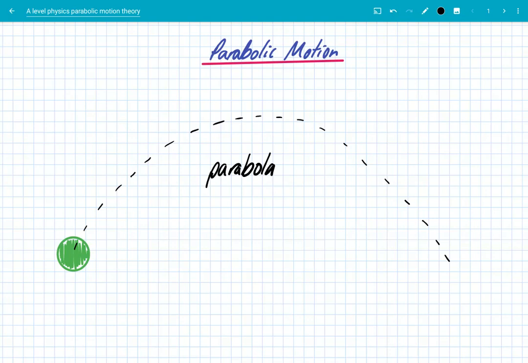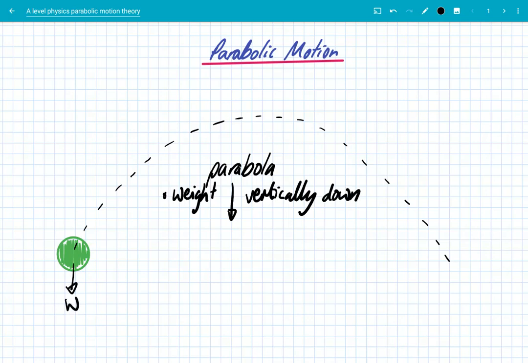And the only force acting in this case is going to be weight. We're not going to call it gravity because gravity is the force that acts upon a mass to create the weight. And weight always acts vertically down. And it's a really easy one mark answer: what's the only force acting on this object throughout the parabola? It's the object's weight. And wherever that ball is in this path, it's always acting vertically down.